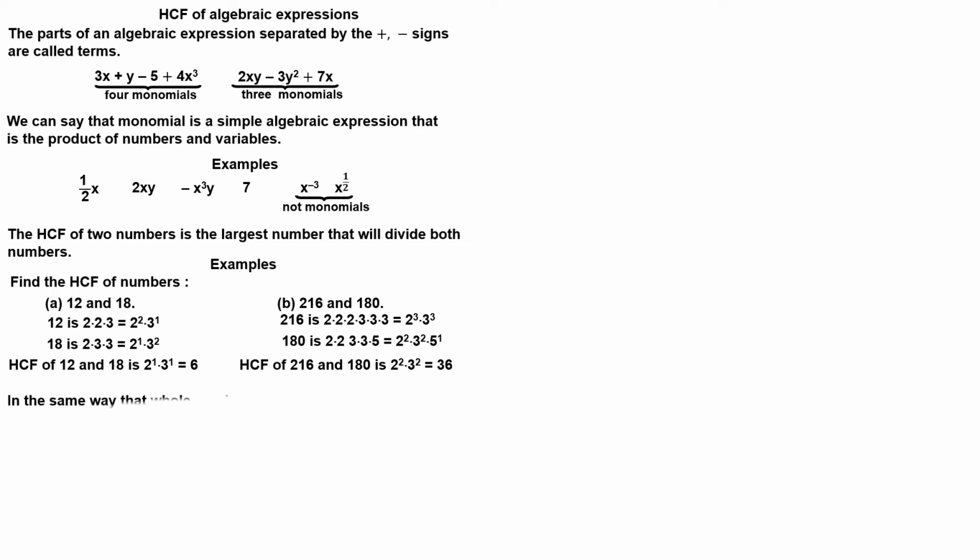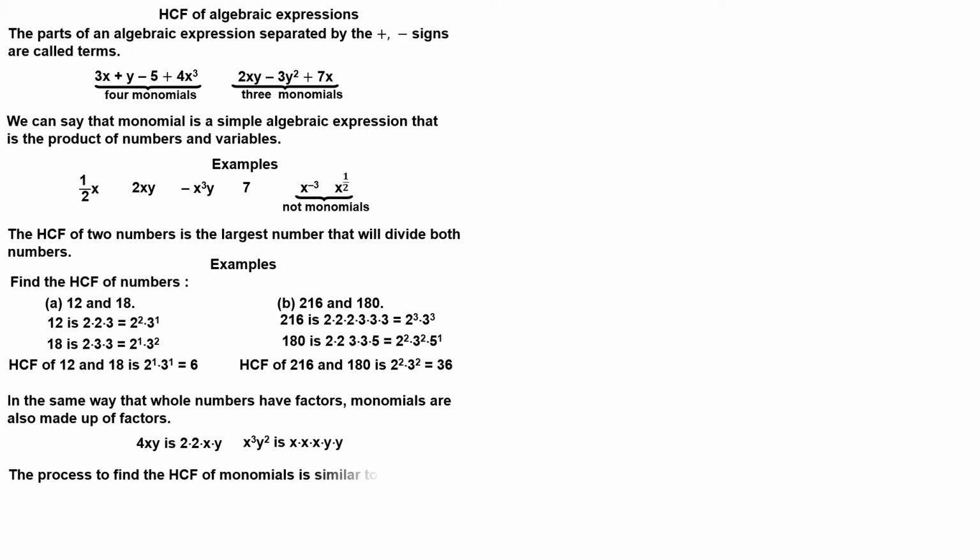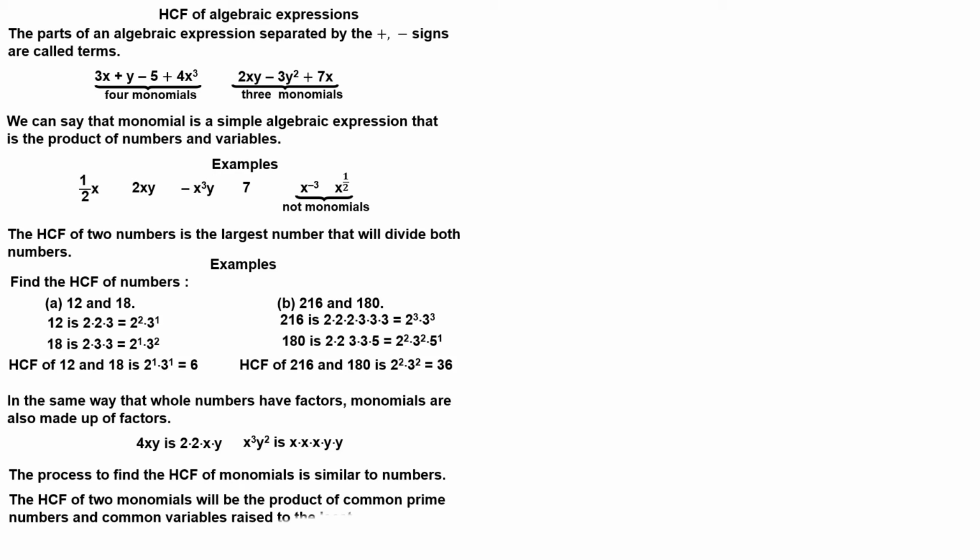In the same way that whole numbers have factors, monomials are also made up of factors. Look at the examples. The process to find the highest common factor of monomials is similar to numbers. The highest common factor of two monomials will be the product of common prime numbers and the common variables raised to the least exponent. Let's see how it works.